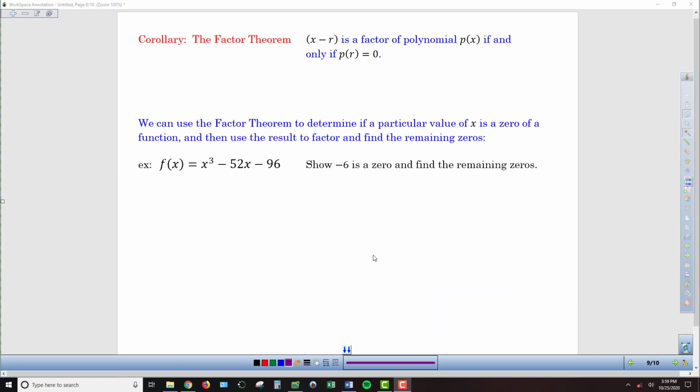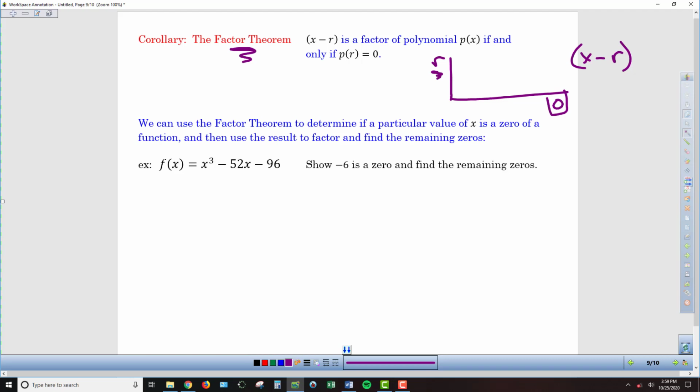And related to the remainder theorem is something called the factor theorem, which basically just says if you try some synthetic division and you divide by r and you get a remainder of 0, that means that x minus r is a factor of that polynomial. So if you divide and you get a remainder of 0, x minus whatever you divided by is a factor. So how can we use this?